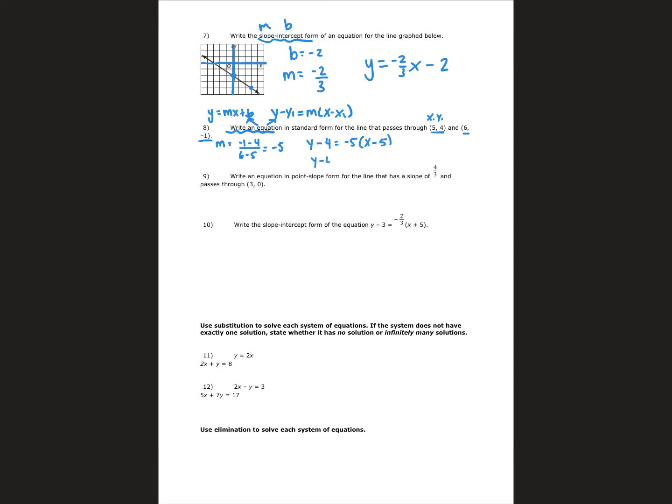So y minus 4 equals negative 5x plus 25, because I distributed. And then I'm adding 4 to both sides. Now this got me into y equals mx plus b form. And to get it into standard form, I just move the x to the front. So instead of negative 5x, it's going to become 5x plus y equals 29, because standard form is ax plus by equals c.